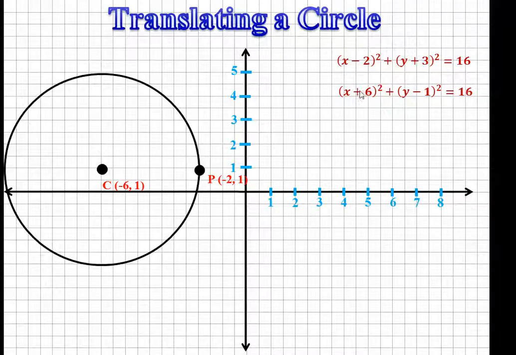So remember, this sign is always going to be the opposite. So if this is a -6, I'm going to have a +6 here. And since this is a +1, it's going to have a -1 right here in the equation. So there is my new equation after my translation. Notice that the radius didn't change at all.